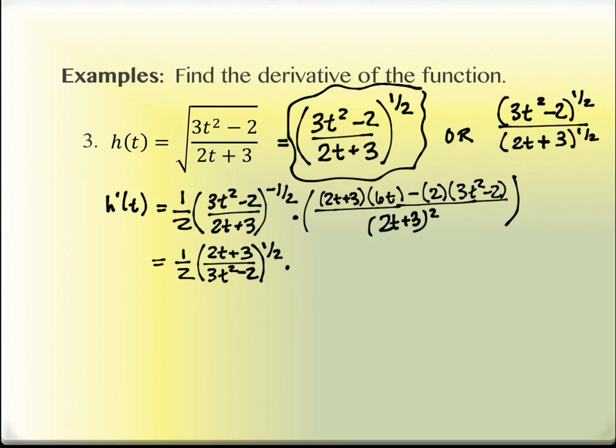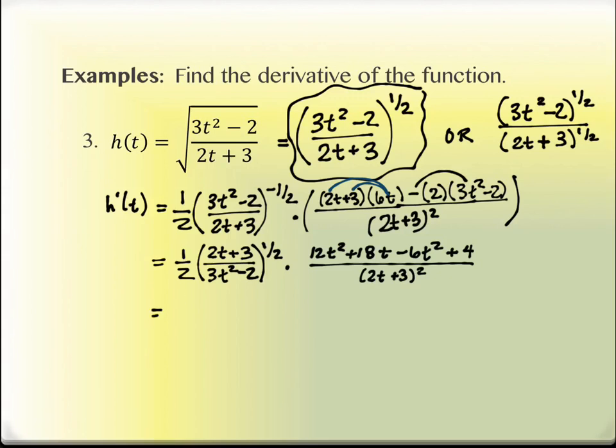So let's see, we have 12t squared minus 18t, and then we have a negative 2 times 3, so that's negative 6t squared and positive 4. It shouldn't be. Thank you. Positive 18. Okay. And the denominator is 2t plus 3 squared. Okay, so far so good?